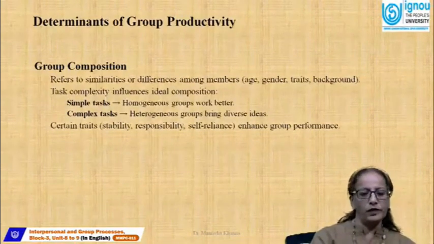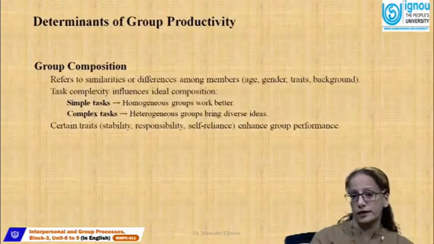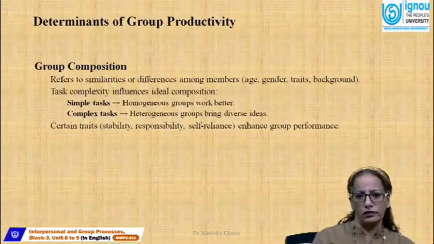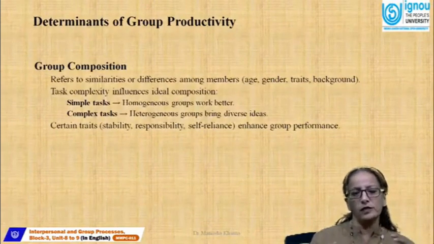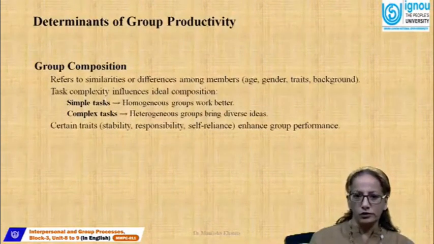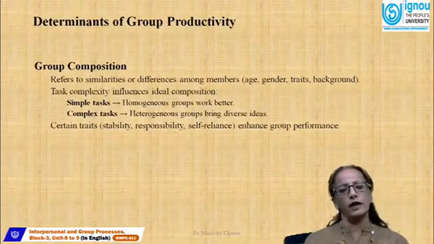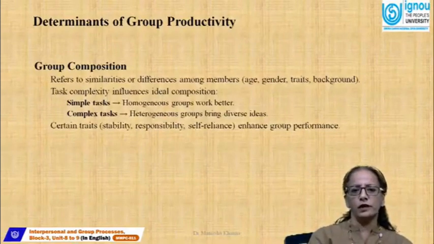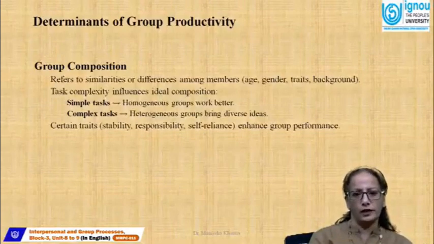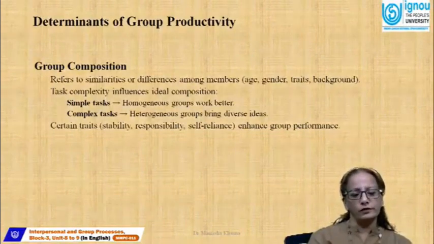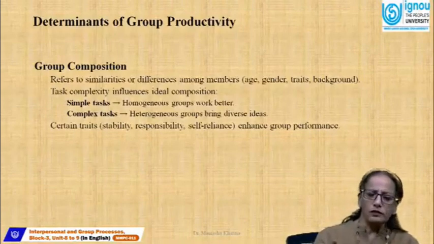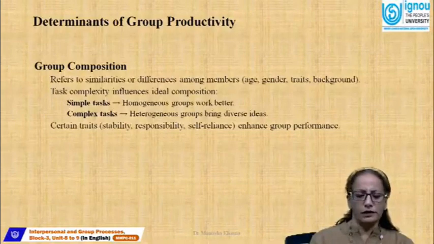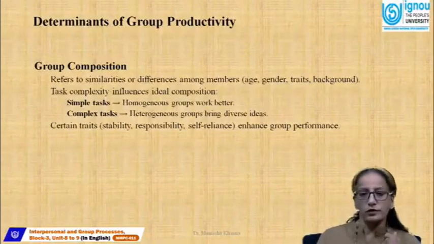homogeneous groups work better, whereas for a complex task, heterogeneous groups bring diverse ideas. When there is a complex task, there are people from different backgrounds, different ages, different genders, and geographical areas. They come together and have their own experiences, their own methodologies of working, their own challenges, so they come together and complete that task. So there the heterogeneous group is preferred, whereas in a simple task, because everyone is aligned with that particular task as per their different dimensions, the homogeneous group is preferred. There are certain traits like responsibility, self-reliance, and stability that enhance group performance overall.